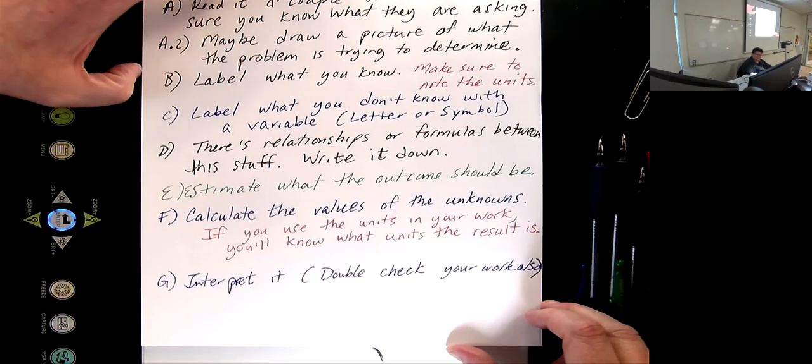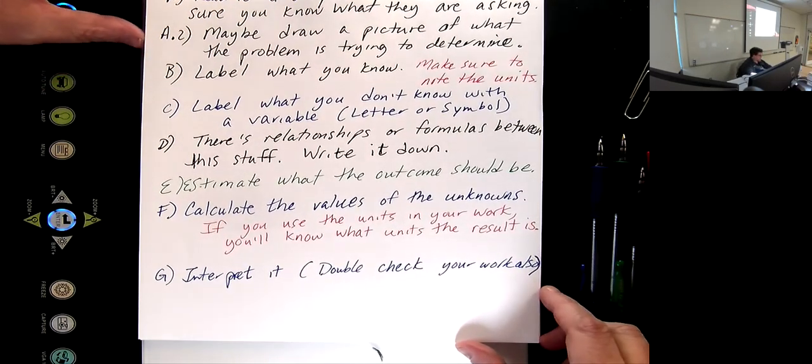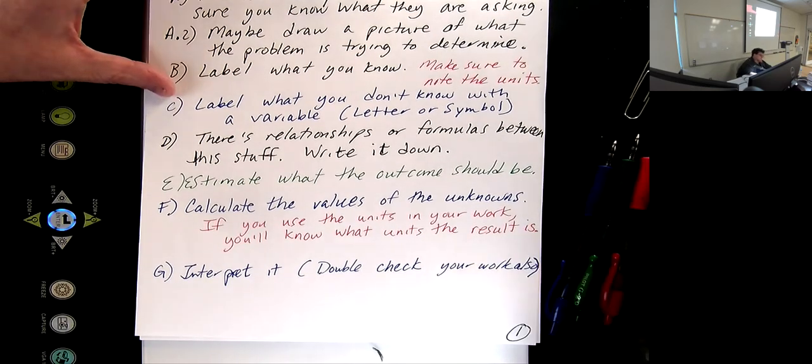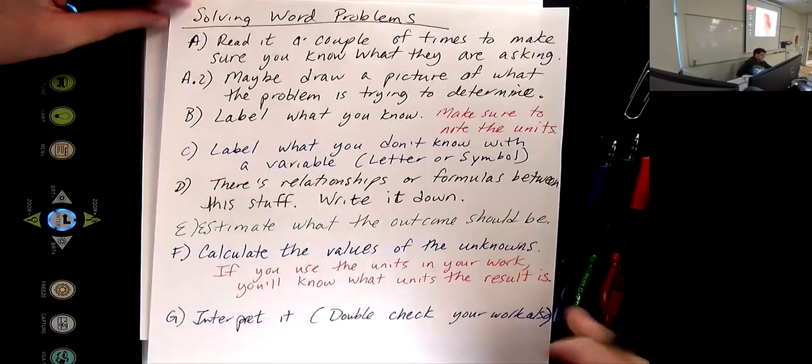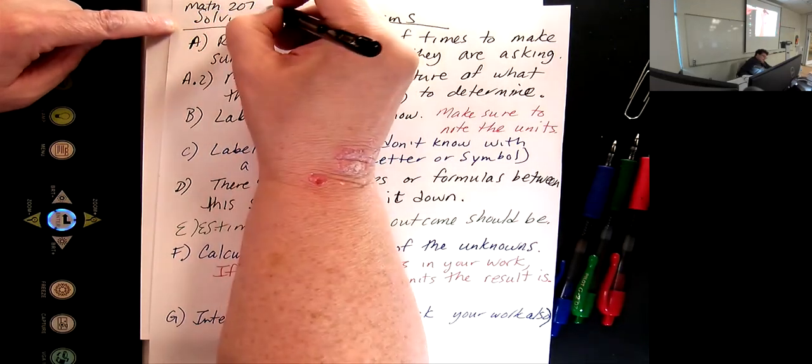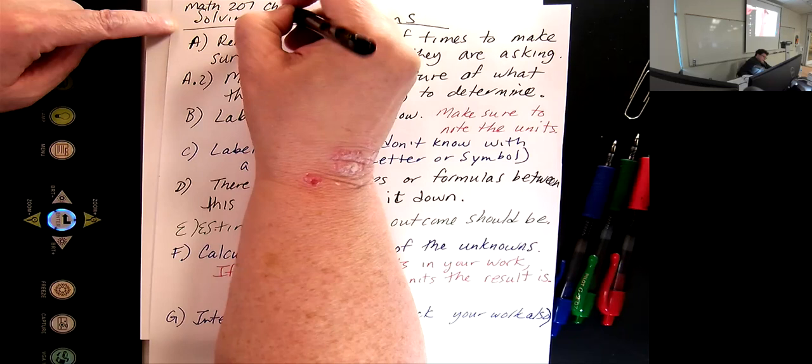All right, everyone got the list? You guys ready to put this into action? Note what page this is. You know what? I'm going to write Math 207 on the top. Chapter 1B.